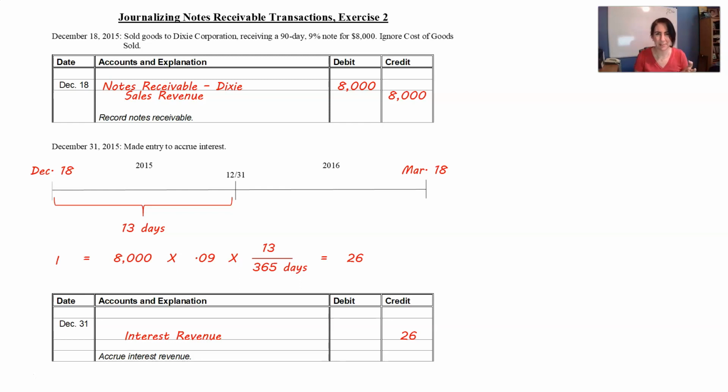But they're not paying you $26. They're going to pay you in 90 days. They're going to pay you in March. So what you do is you actually record a receivable for that $26. You've got a debit to interest receivable. Okay? The whole point here, though, is to make sure that 13 days of revenue gets captured in the right period.